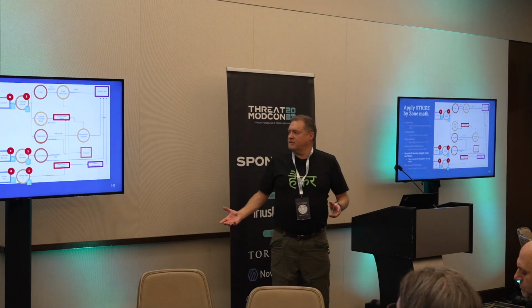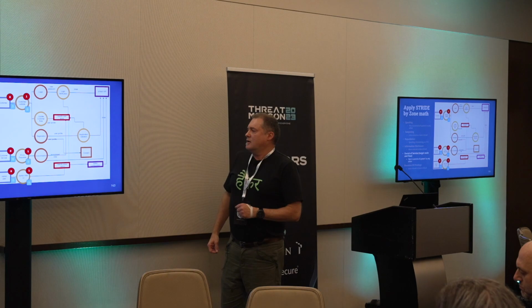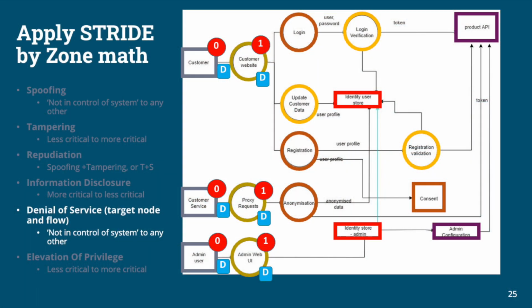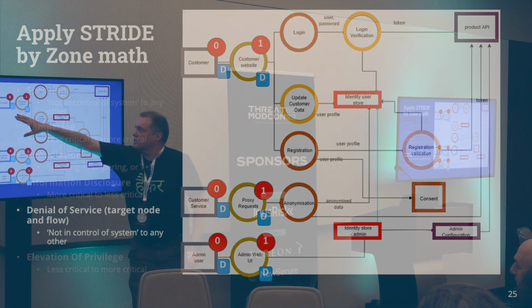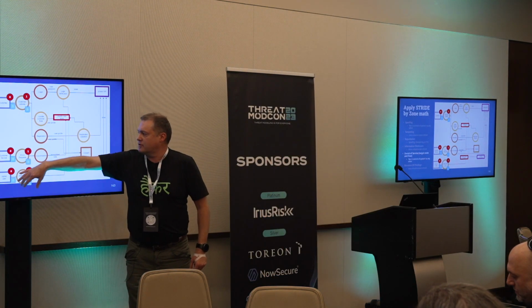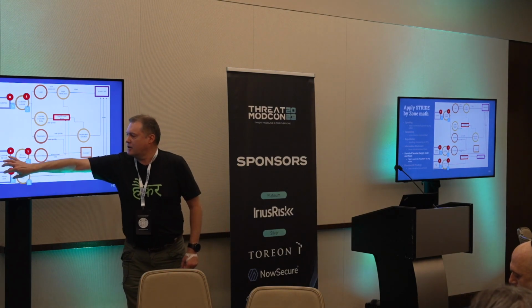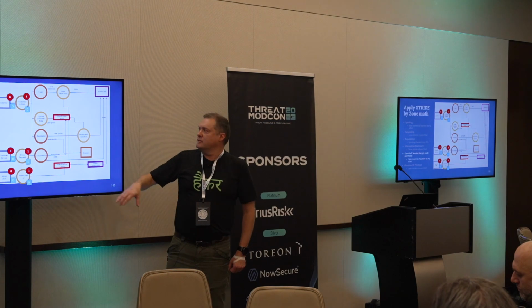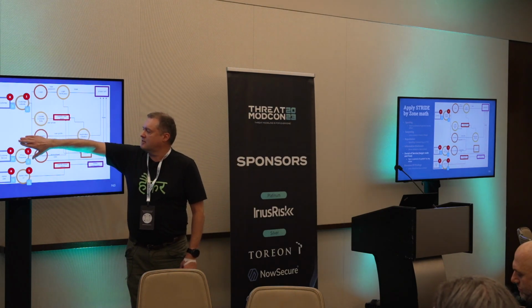Denial of service is on the target node and flow, because you're not only hitting an endpoint with potentially excess or malicious information, but you're also potentially pumping data in there. So that's why we want to take a look at both the data flows and the target node. So you have denial of service happening from outside, not in control of the system, to any other node in the system. And the reason I say any other is you don't necessarily have boundary elements everywhere.